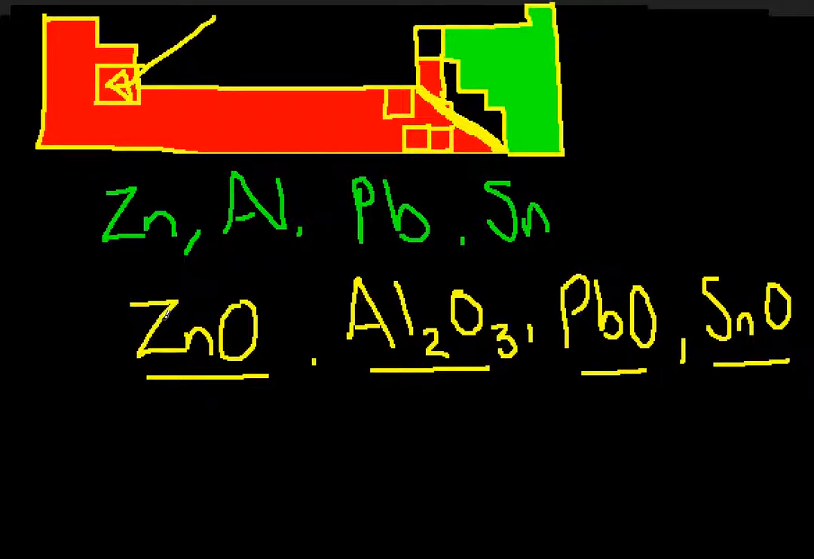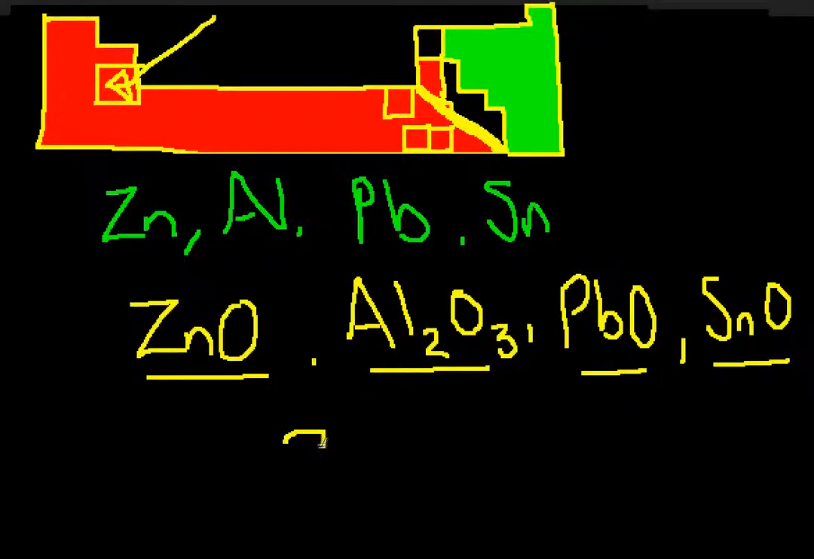Now, according to the last video, we would predict that zinc oxide, aluminium oxide, lead oxide, and tin oxide would be basic oxides, purely because they are metallic oxides, and we established a law using magnesium as an example that metallic oxides can neutralize an acid. This is not true. What we have here are examples of what we call amphoteric oxides.